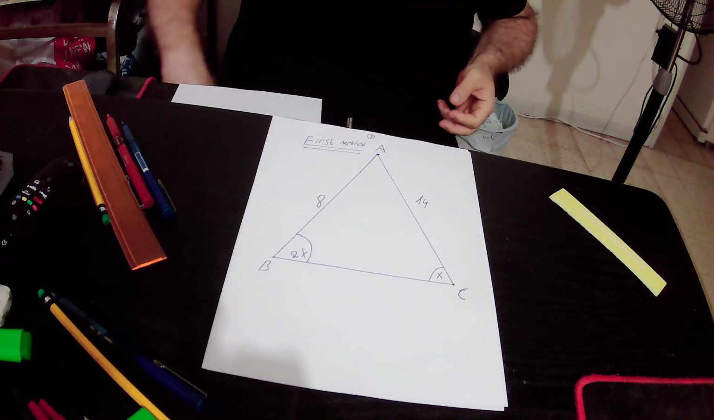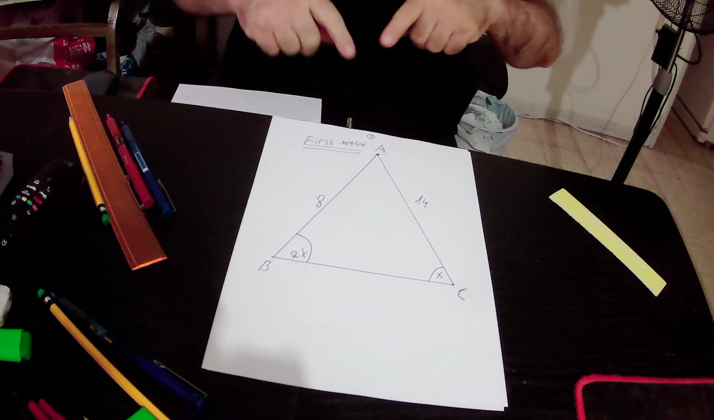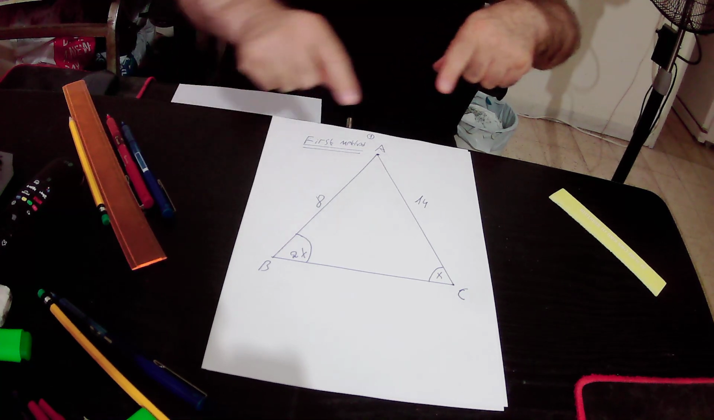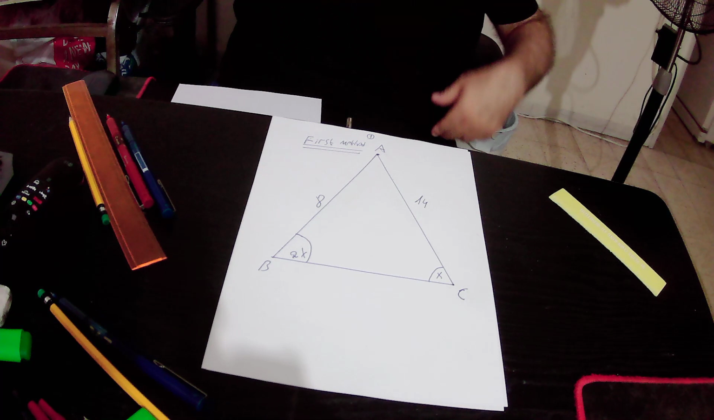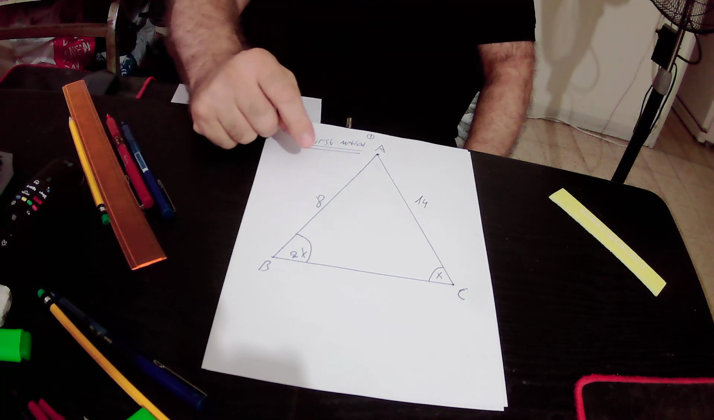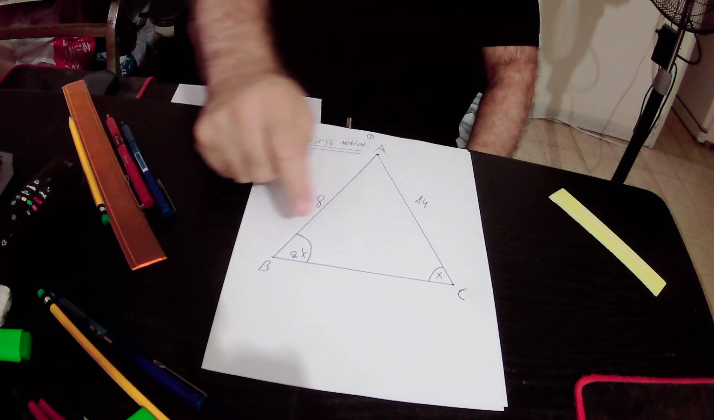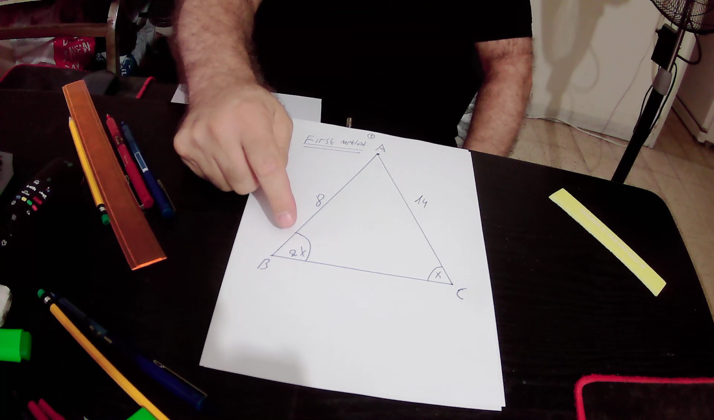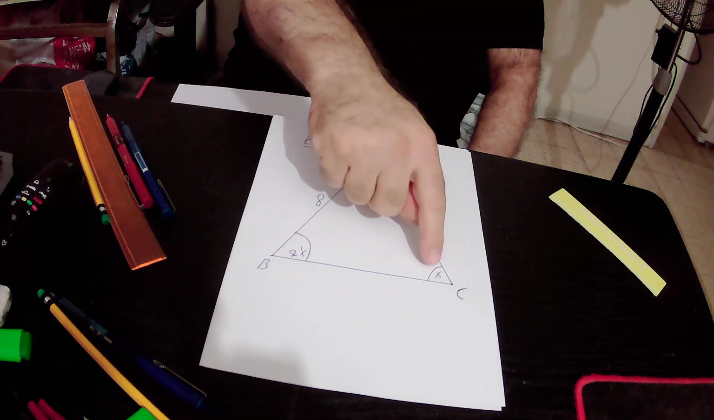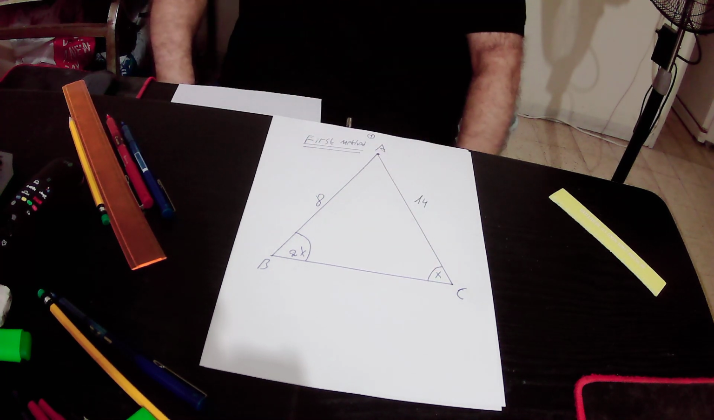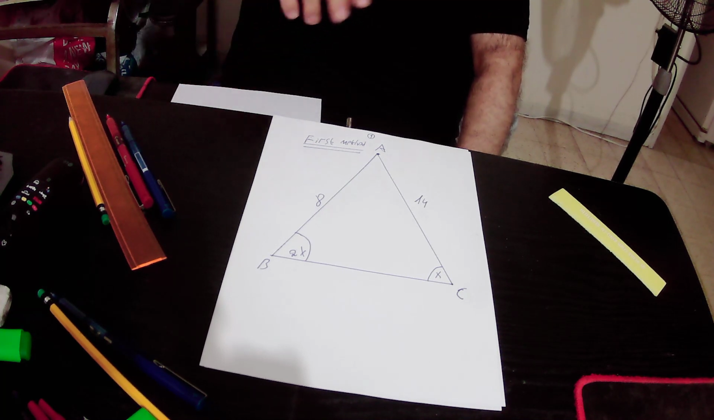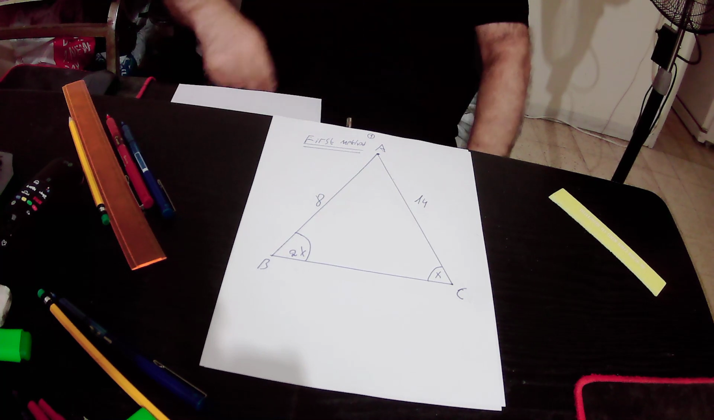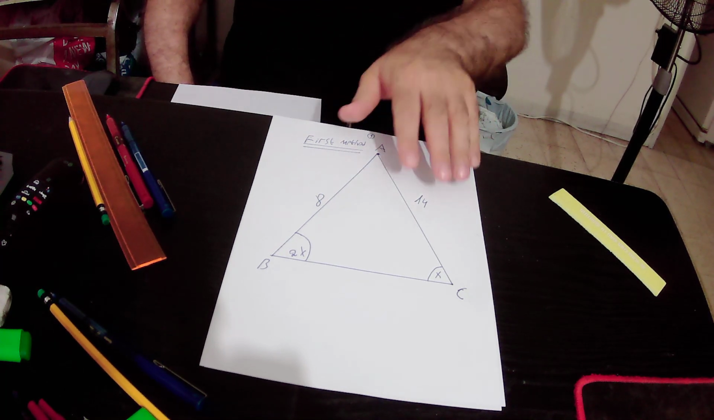Hello, in this lecture we will find the area of triangle ABC in two different ways. In the drawing we have triangle ABC with side AB equal to 8 units, side AC equal to 14 units, and we also know that angle ABC equals 2x and angle ACB equals x, and we want to find the area of triangle ABC. So we will start with the first method.